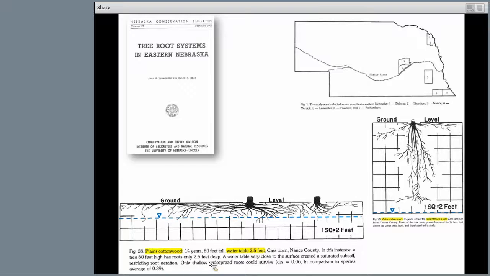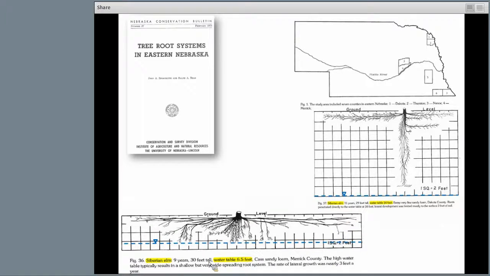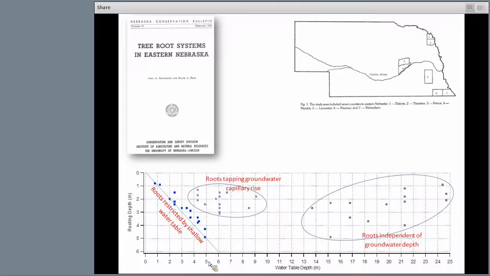And here, Plains cottonwood, same species, water table 2.5 feet, water table 16 feet. You see the roots being pushed up or pulled down, and then roots branch out. And just pages after pages of those examples. And then here is Siberian elm, same age, with the water table at 6.5 feet, and here at 16 feet. And again, examples after examples of groundwater control.